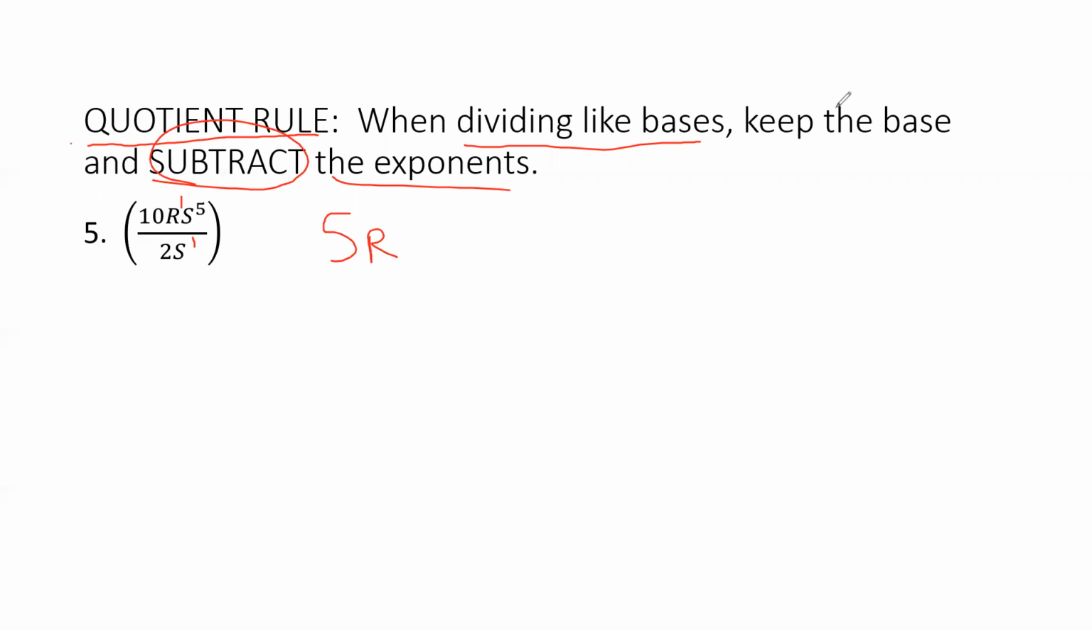But I do have like bases, the s at the top and the bottom. So I am going to subtract them. 5 minus 1 is 4. So s to the fourth. So 5rs^4. So the quotient rule: divide the front numbers like regular and then subtract like variables. It's a big subtraction bar.